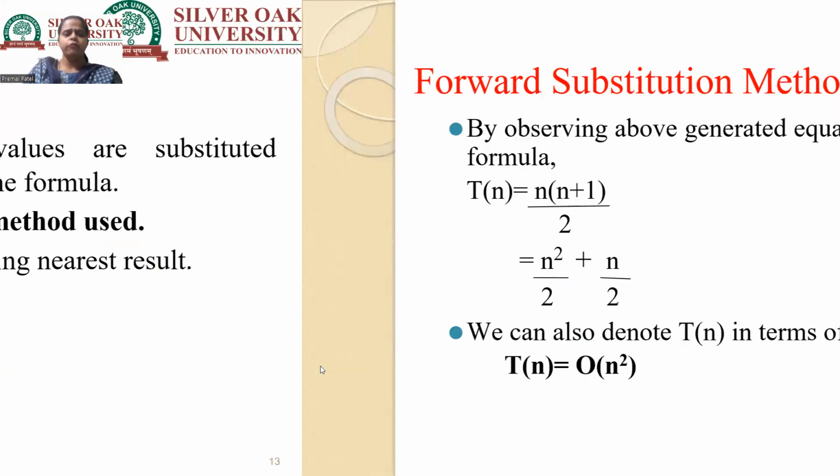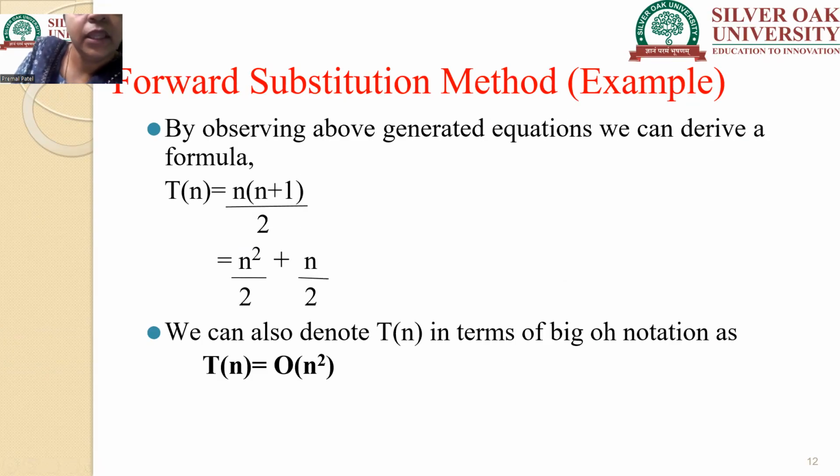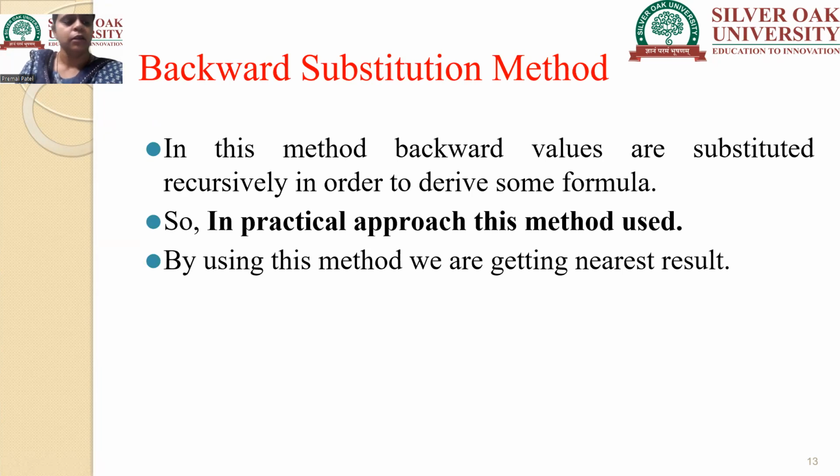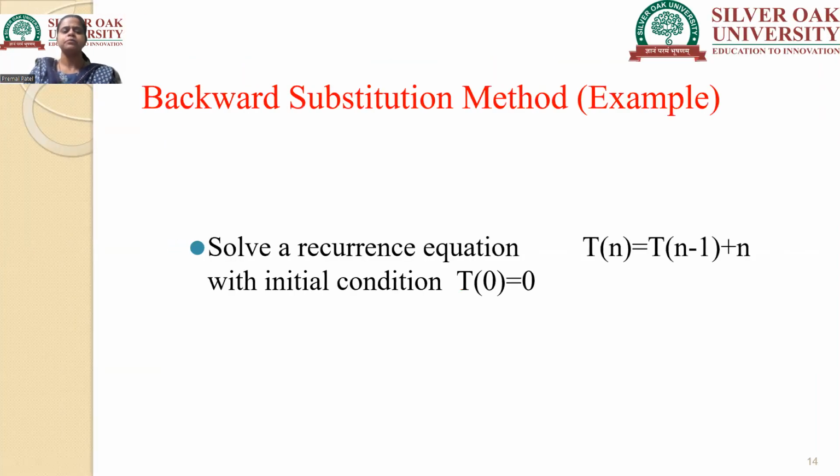So this was the forward substitution method. Now we will see the backward substitution method. In this method, backward values are substituted recursively in order to derive some formula. In practice, this method is the one used. Why? We will understand after seeing the example. By using this method, we get the nearest result.